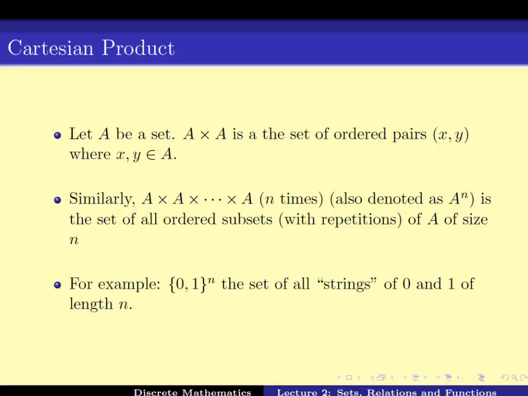For example, if A is the set {0, 1}, then {0, 1} power n is the set of strings of 0 and 1 of length n. So {0, 1} square is the set comprising 00, 01, 10 and 11. Similarly, {0, 1} power 3, or {0, 1} cube, is the set comprising the strings 000, 001, 010, 011, 100, 101, 110 and 111. So it's all the strings of length 3 comprising 0 and 1.